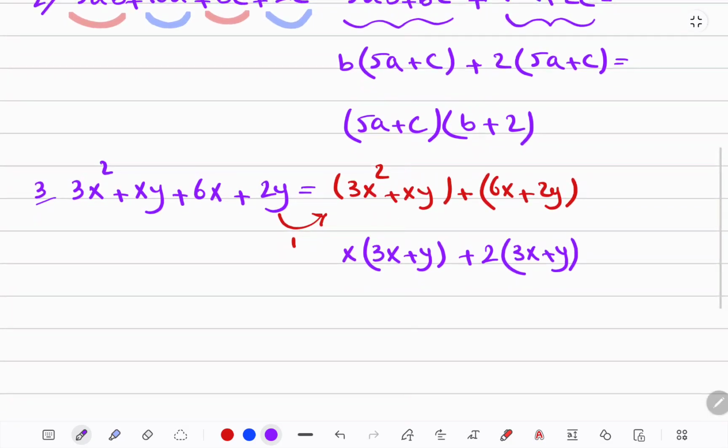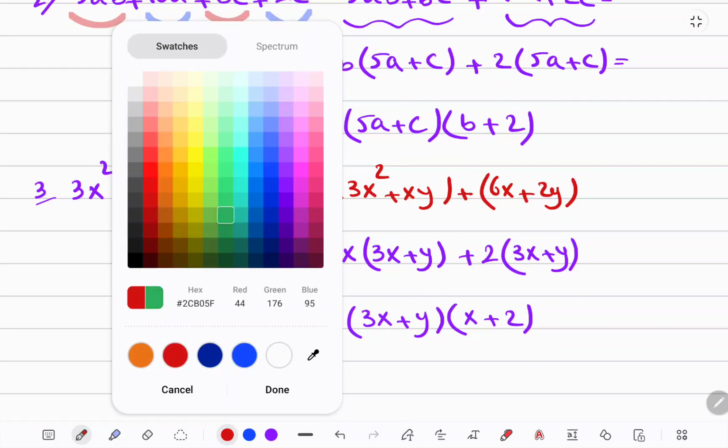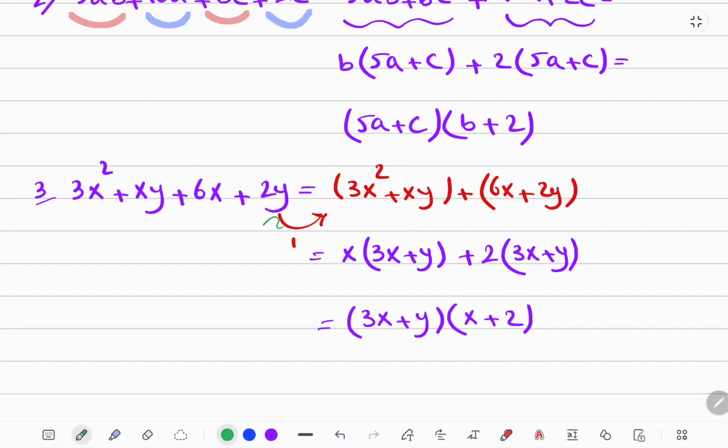And you can see that the same bracket in both groups is 3x plus y. So the remaining part is x plus 2. This is the answer. But let me use another grouping, group number 2.